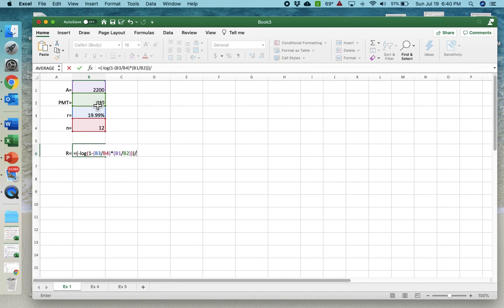Divided by everything on bottom, which was log of, everything in log needs to be in parentheses, so 1 plus, and then the rate divided by N needs to be in parentheses also. Close, close, close everything on the bottom. And cross your fingers, got it. 150 monthly payments. Now this problem in part C asked us to find out how many payments if the payment was $80. So all we'd have to do is go up here and change this 40 to an 80, and there we got our new number.